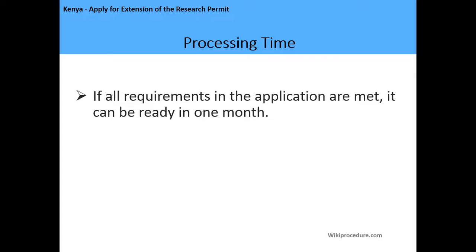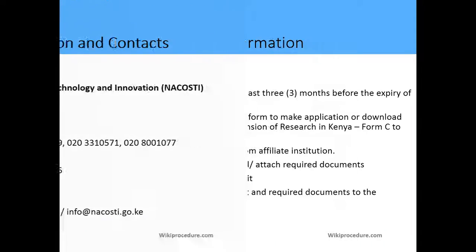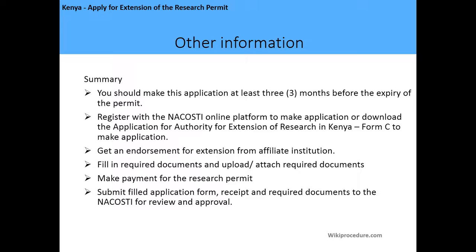The processing time, if all the requirements of the application are met, is that it can be ready in 1 month. The office location for NACOSTI is off Waiyaki Way, Upper Kabete, Nairobi, Kenya, and you can also visit them through their website address, which is www.nacosti.go.ke. Other information, in summary, is that you can make this application at least 3 months before.